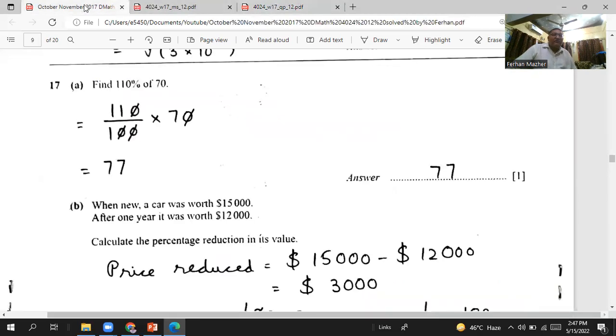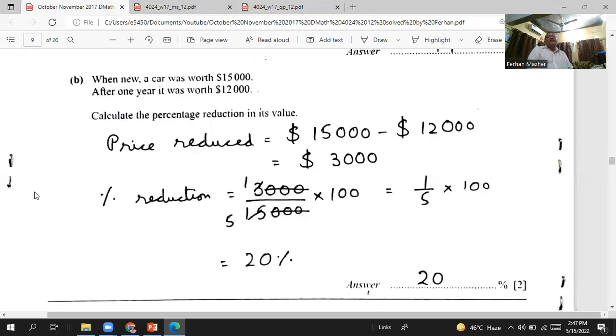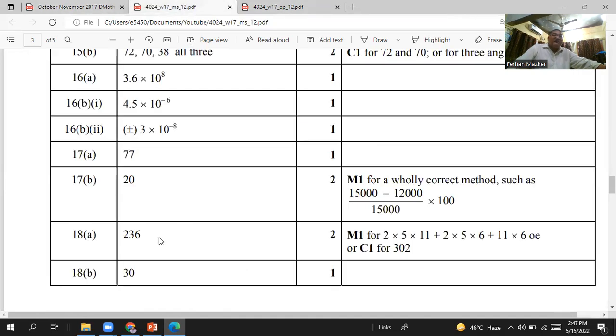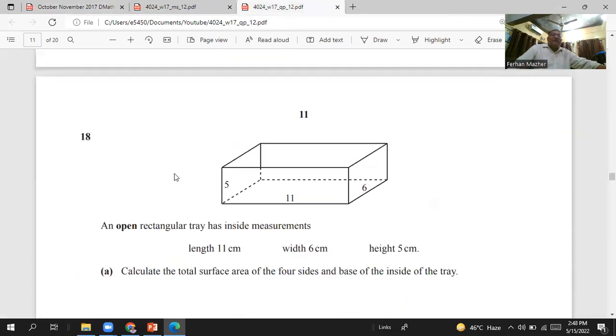So the reduction here, you can see, is 3,000, and the percentage reduction will be the reduction divided by the old value multiplied by 100. So 3,000 divided by 15,000 multiplied by 100. So your final answer will be 20%. So 20% is the reduction. So let's check the marking scheme. 20% is the right answer, sir. Now we are going to the next question.